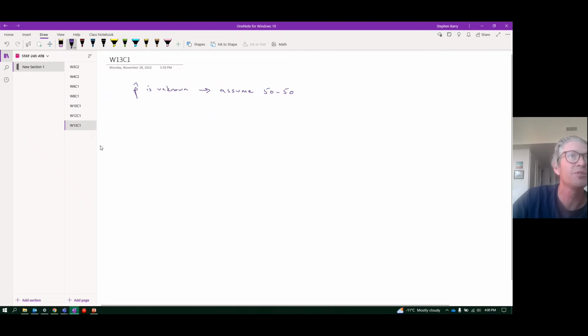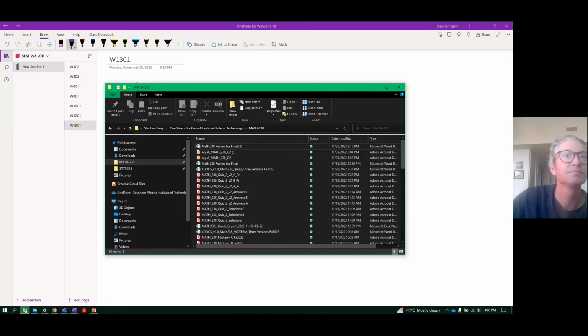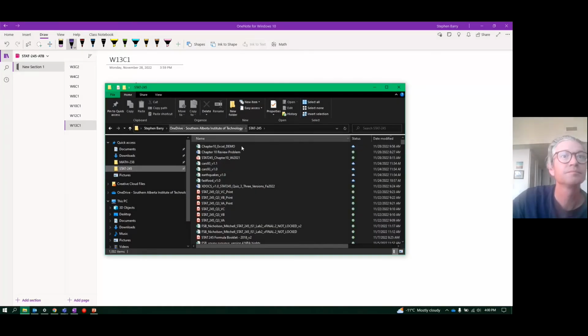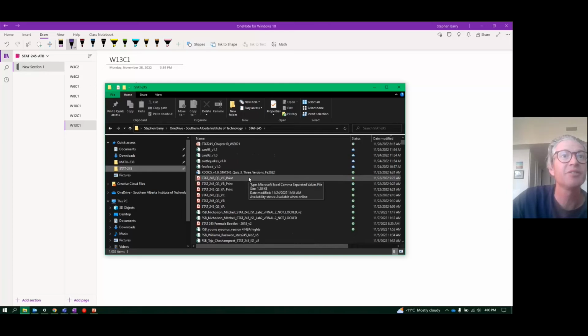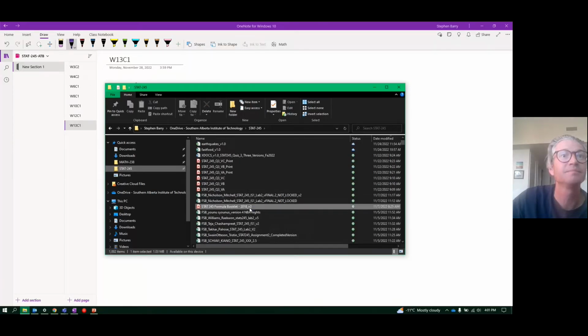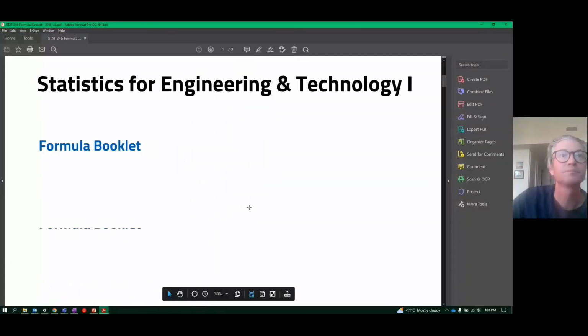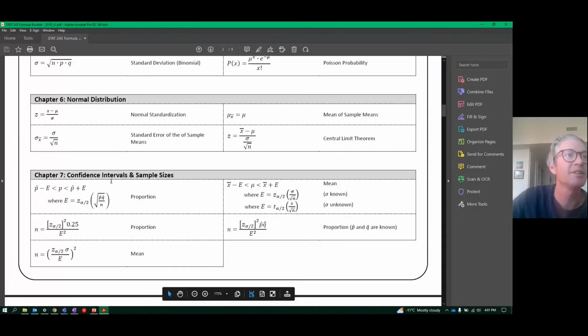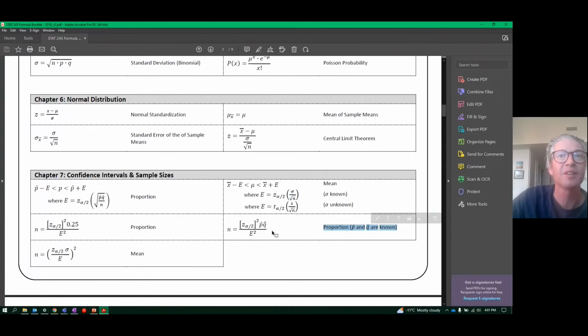We just go to our formula sheet. And that's even mentioned there on the formula sheet. Chapter 7, sample sizes. So if you know what they are, then you would use this. If you don't know, you use this. It's the same thing. I mean, if you assume 50-50, then you get 0.25. So it's not a big surprise here. But this is the formula we'll use here.